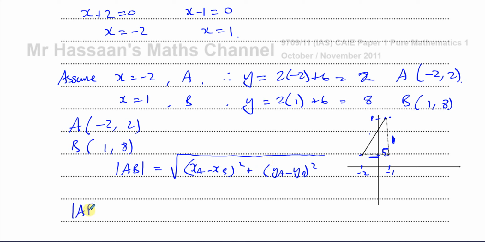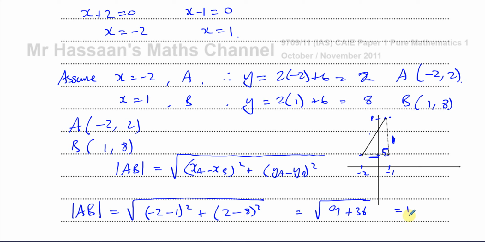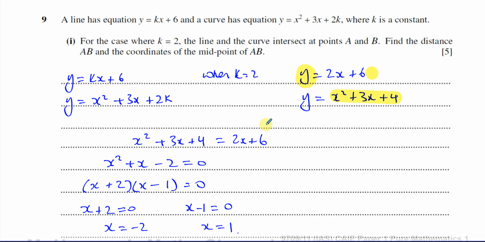So this means the length of the line segment AB is equal to the square root of, you're going to have -2 minus 1 squared plus 2 minus 8 squared, which gives you, that's going to be -3 squared, which is 9. When you square a negative number, it becomes positive, and this is going to be -6 squared, which is going to be plus 36. When you square a negative number, it becomes positive, so that gives you the square root of 45. Okay, so that is the exact length AB.